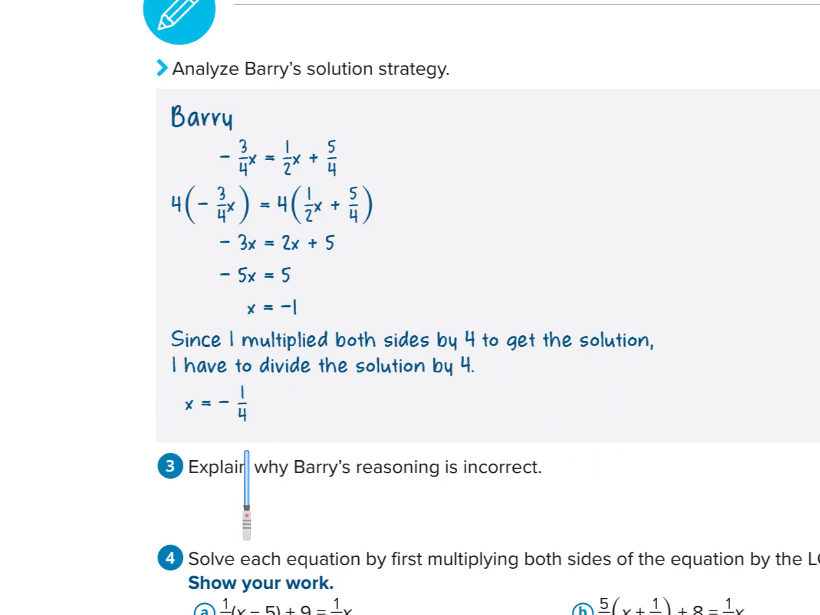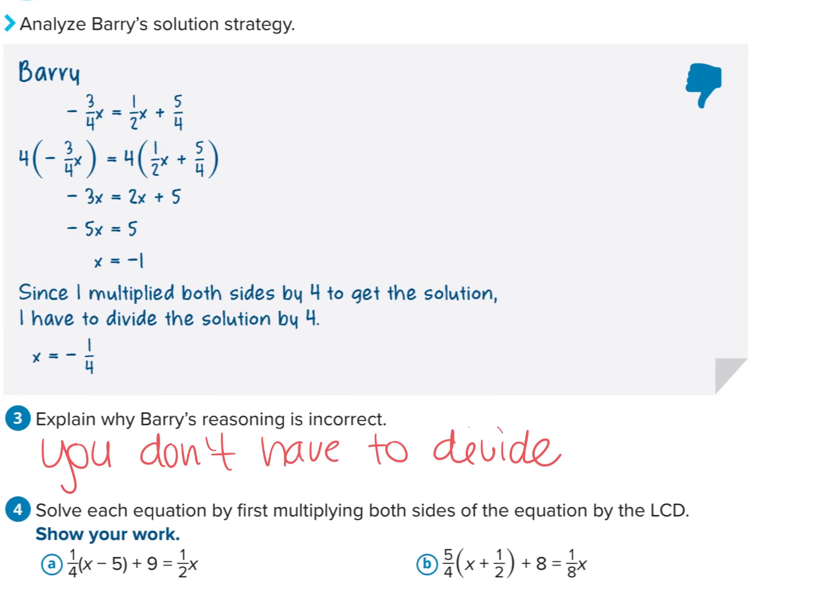So what Barry says right here is what makes his wrong. The answer to number 3, you don't have to divide by 4 at the end, because you're multiplying by 4 on both sides, it keeps that equation true.